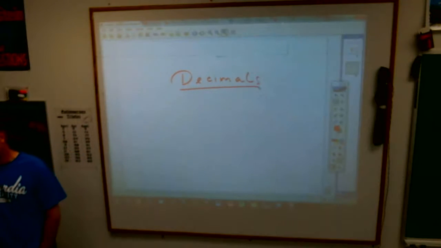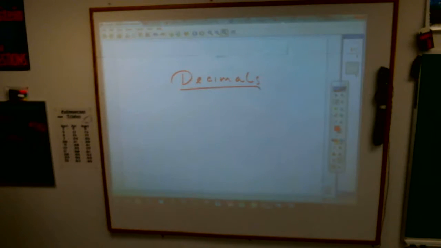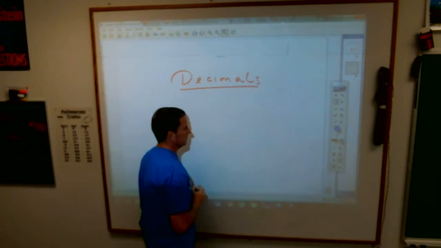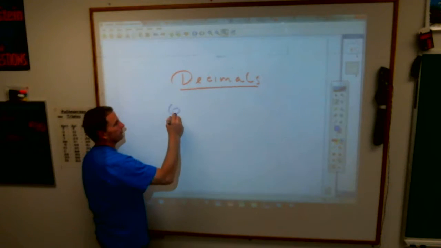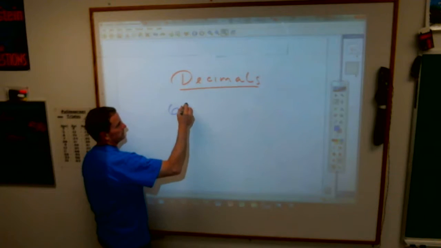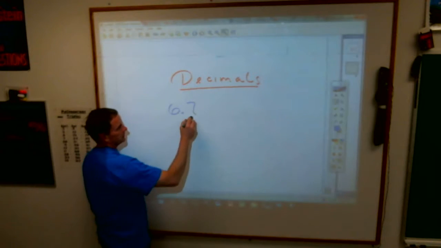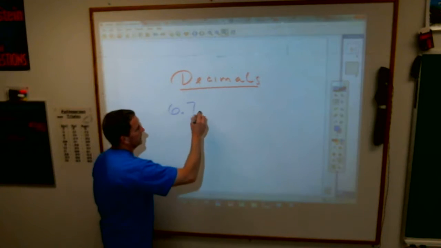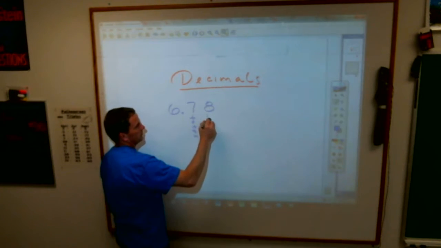Decimals go on forever, but today we are going to stop at the 10,000th place. So let's start here with the 6. This is the whole number 6. The first digit after that is the what place? Tenths. I'm going to put that TH on there. And then you have the hundredths.